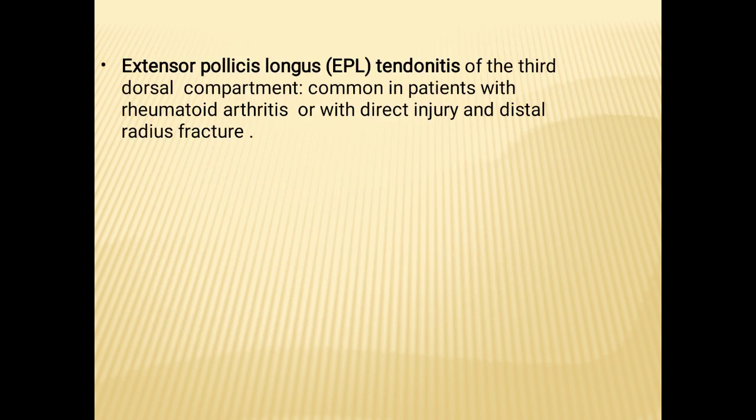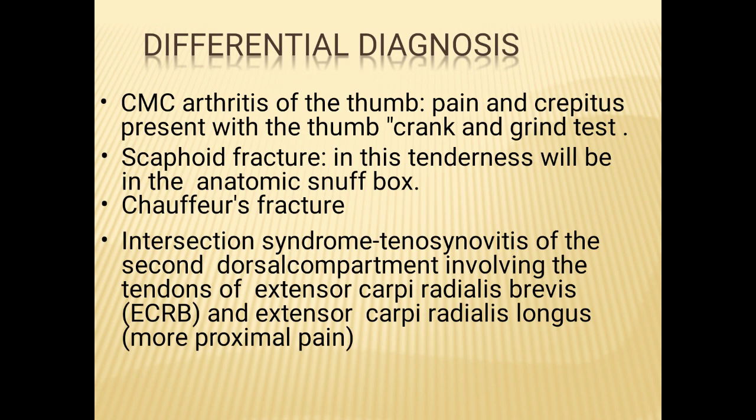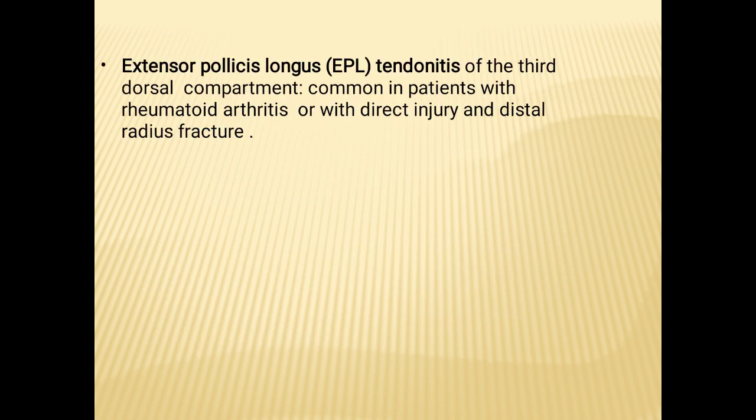Extensor pollicis longus tendonitis of the third dorsal compartment is most common in patients with rheumatoid arthritis or with a direct injury and distal radius fracture. So these are all the differential diagnoses: CMC arthritis of the thumb, scaphoid fracture, Schaffer's fracture, intersection syndrome, and extensor pollicis longus tendonitis, which you will see more commonly in rheumatoid arthritis.